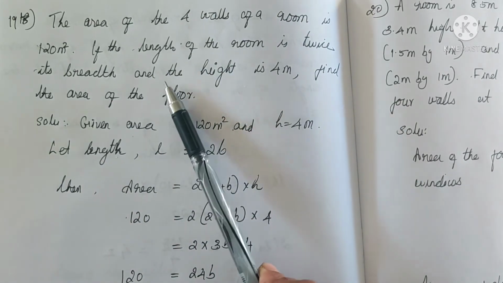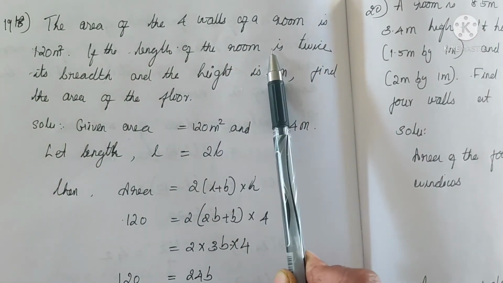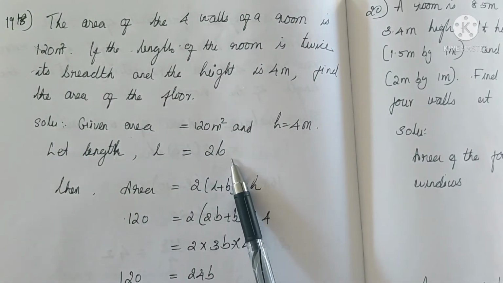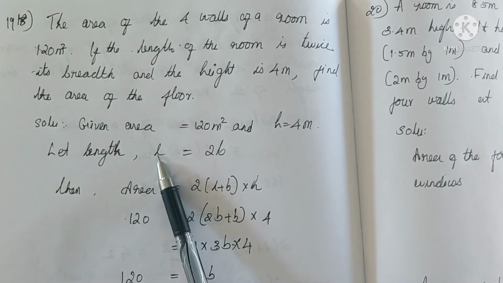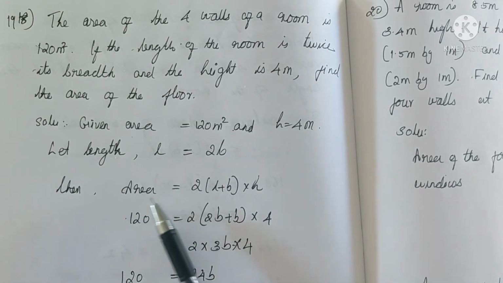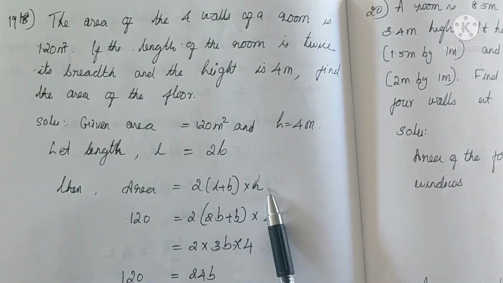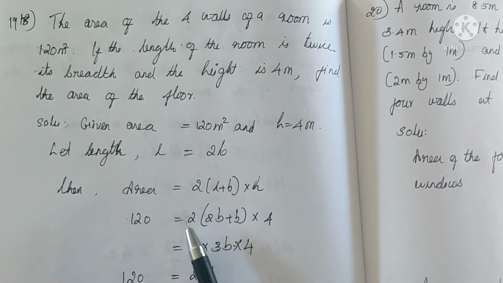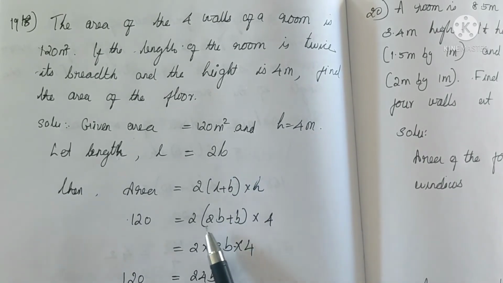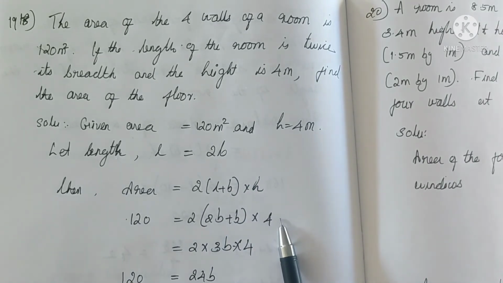The relation between length and breadth is given. Length of the room is twice its breadth. That is L is equal to 2 into B. So in the place of L we are substituting the value 2B. Our formula is area is equal to 2 into (L plus B) into H. That is 120 is equal to 2 into (instead of L we are substituting 2B, 2B plus B) into 4.